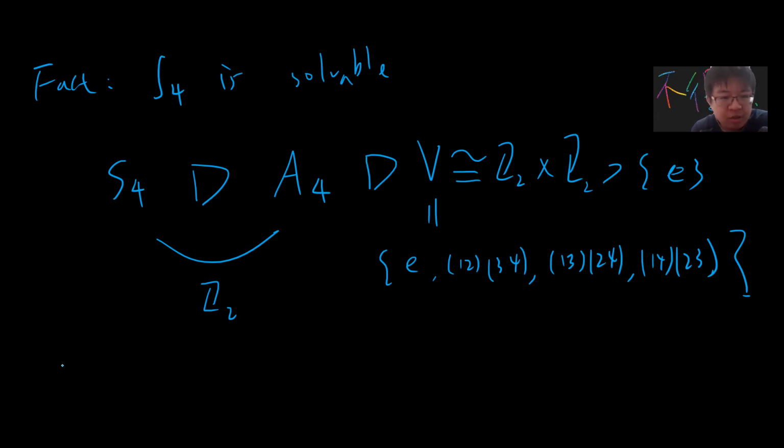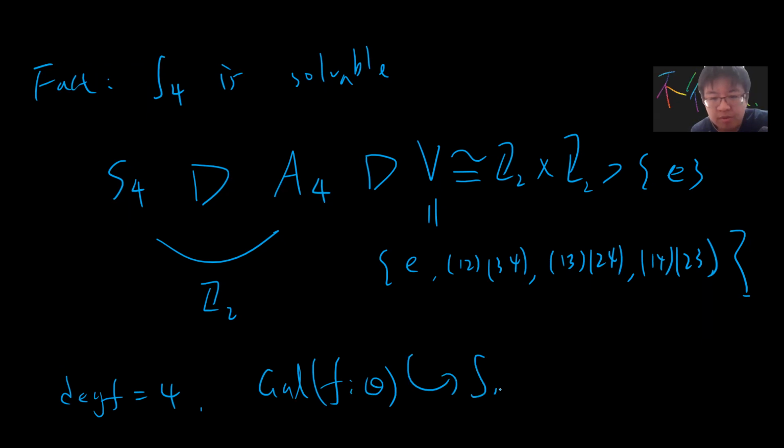This is why in Galois theory, if you give me a quartic equation, the degree of f is 4, then your Galois group will be a subgroup of S4. And S4 is solvable, and every subgroup of a solvable group is solvable, which proves that for a quartic equation, the Galois group is also solvable. So the Galois group of a quartic is solvable.